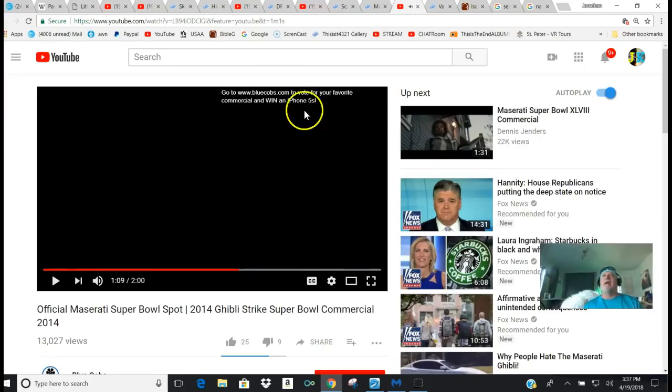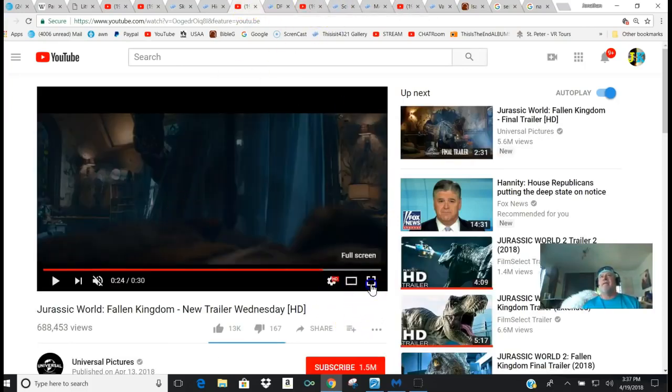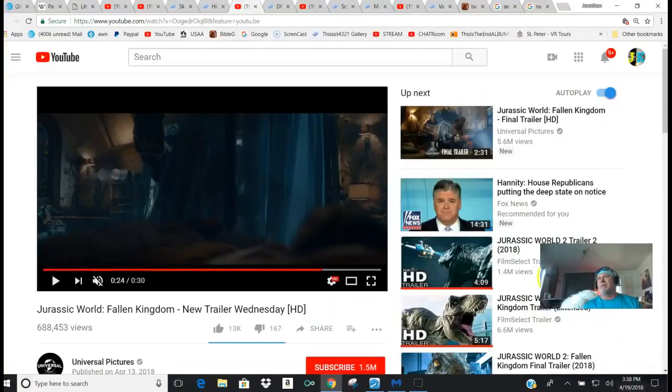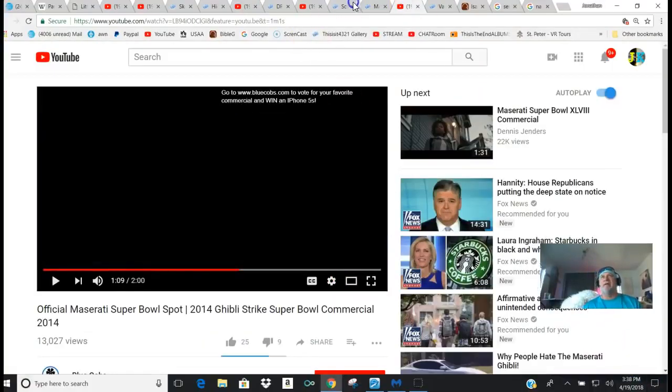Okay, so they're getting ready for their strike. And I'll tell you what. What's the difference? Here's this raptor coming up from behind the veil, the same as the Maserati commercial. I mean, there's just no arguing this. It is what it is.